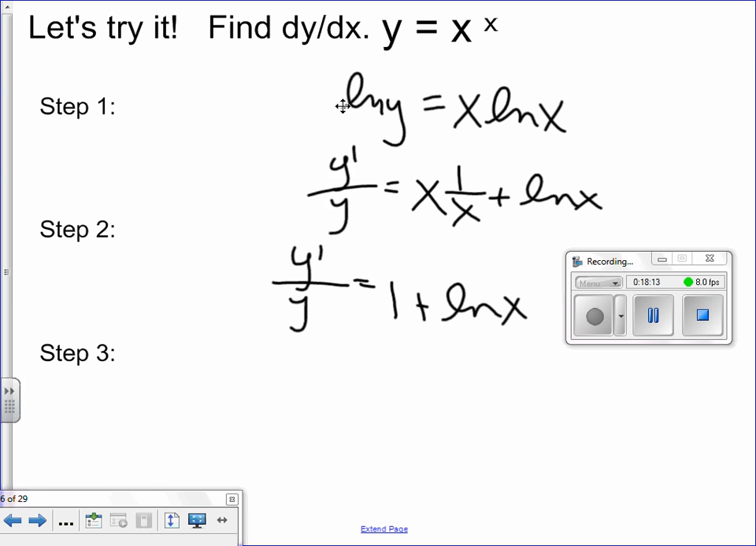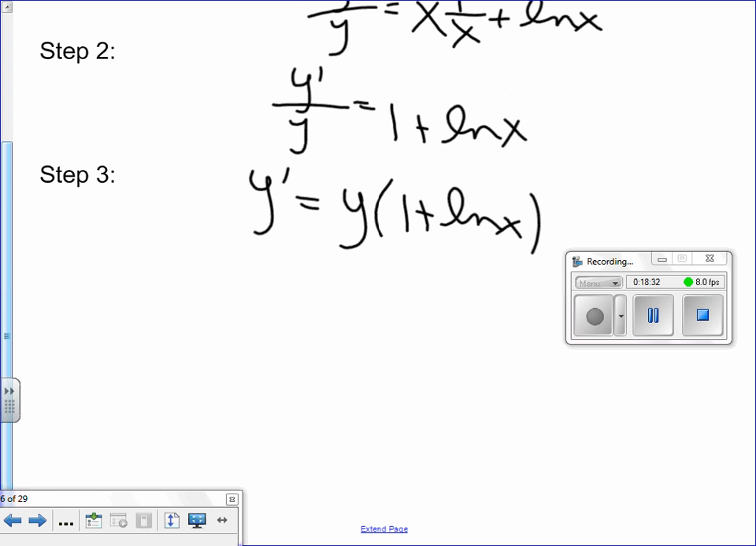And then multiply both sides by y. Just remember, it's a binomial, so put it in parentheses. You don't want to just multiply part of it, or distribute. Sure. And then I got one more thing to do. Substitute in for y. Y is x to the x. So the derivative is equal to x to the x times 1 plus the ln of x. Who got that one? All right, 3 people got that one.